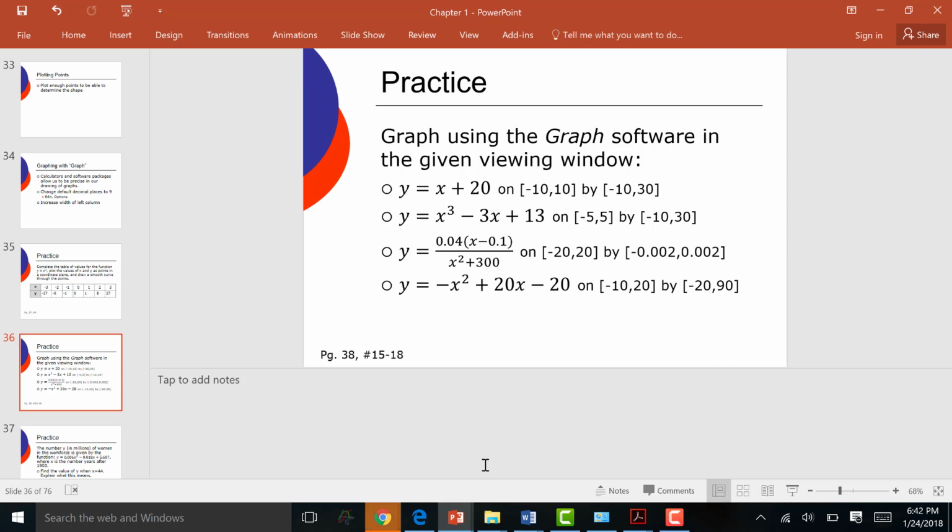All right, the first one should look like this. Number 2 should look like this. Number 3 should look something like that. And number 4 should look like that. If you got all 3 or 4 of those, then you got them right.